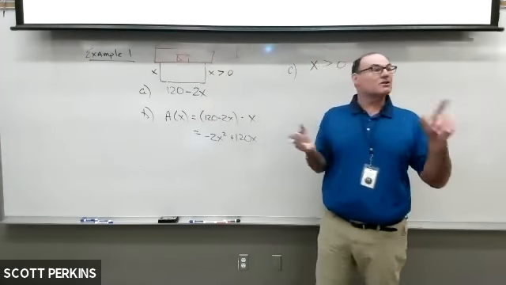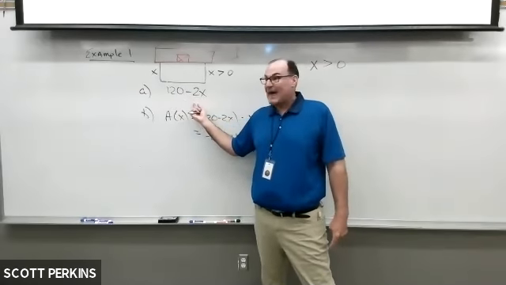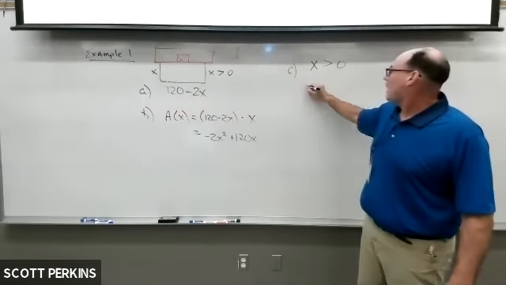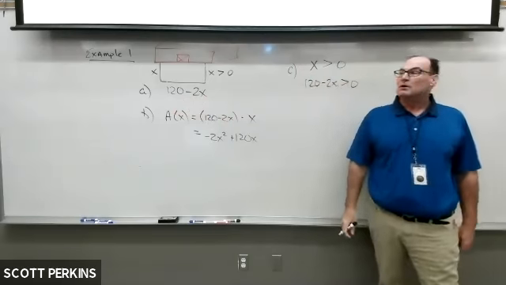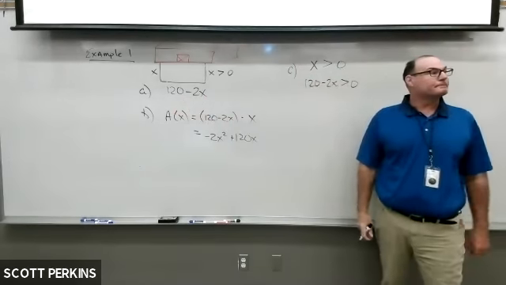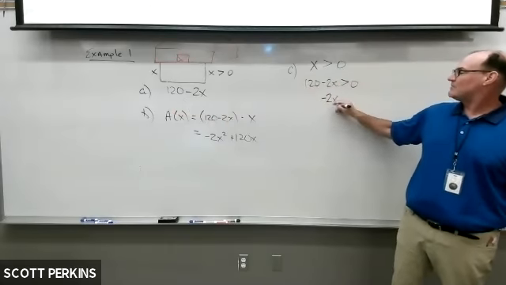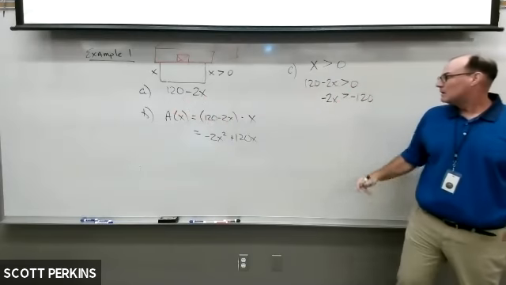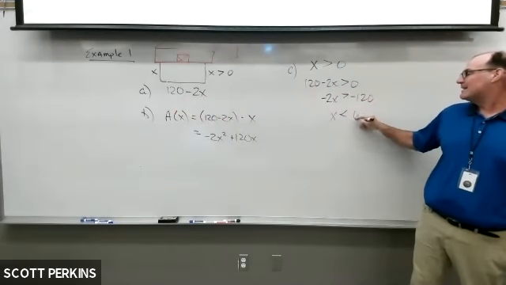Now we can get the second constraint in the same way. 120 minus 2X, this bottom, that also has to be bigger than 0. It can't be negative, it can't be 0. So 120 minus 2X has to be bigger than 0. So let's go, we're going to solve that. I'm going to subtract the 120 from both sides, and I get negative 2X is bigger than negative 120. I'm going to divide both sides by negative 2, and I get X is less than 60.